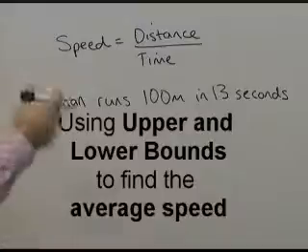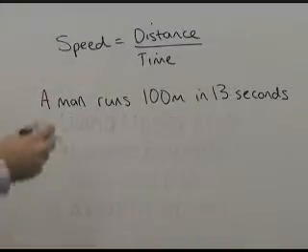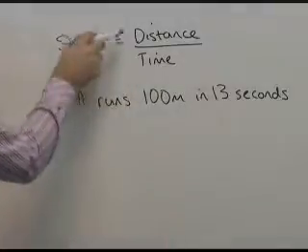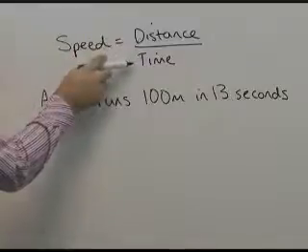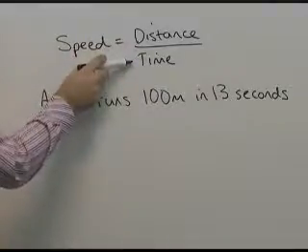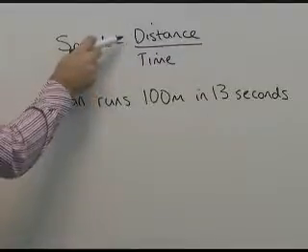We're going to have a look at what happens when you're asked to work things out using upper and lower bounds. This is the trap that they set for you, and it happens a lot because in situations like this where you've got distance divided by time, if you think about it, when you divide something by a big number, the answer becomes smaller. If you divide by a small number, the answer becomes bigger.